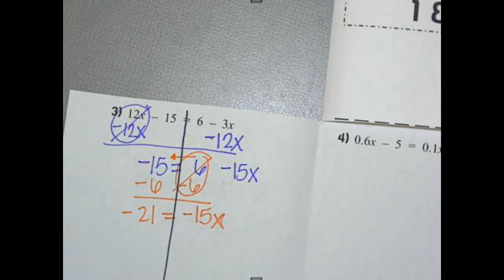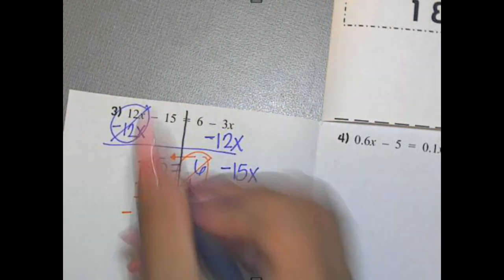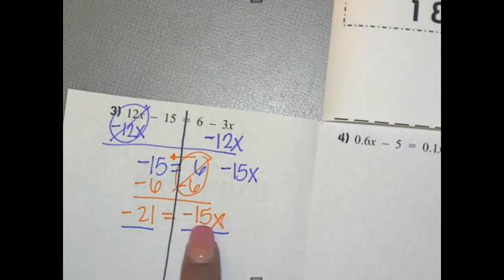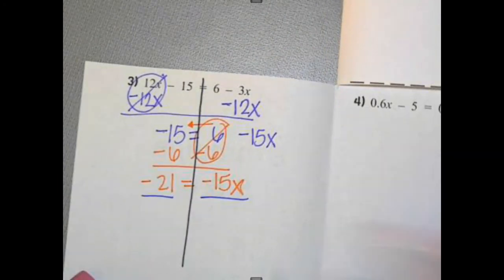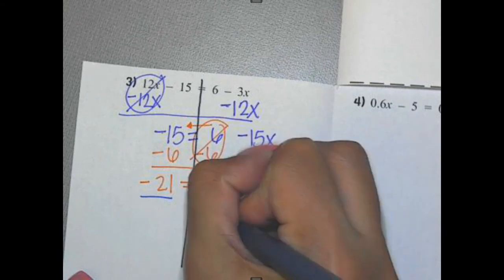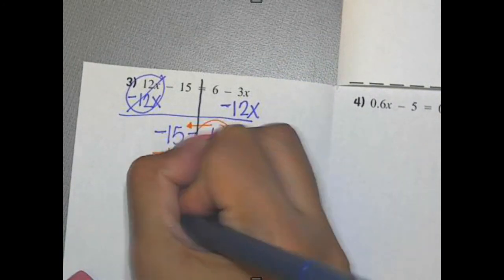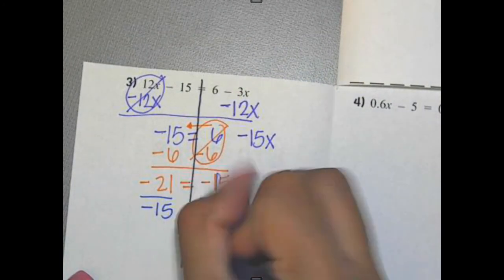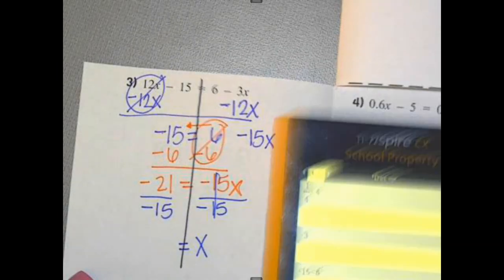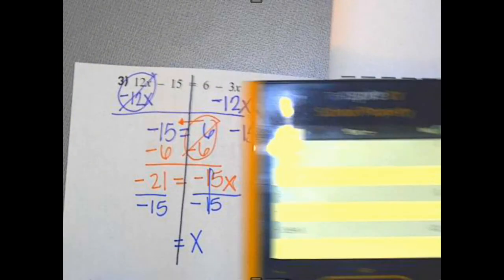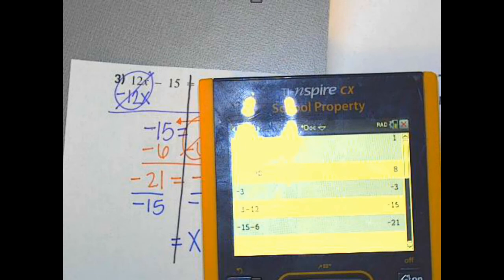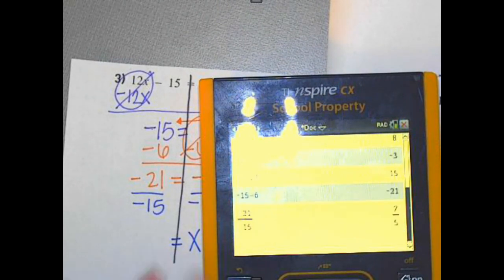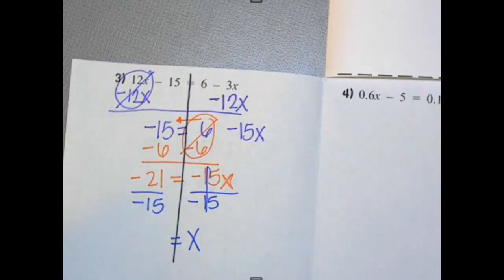So my last step is to divide by the coefficient. So on this problem, the negative 15 is multiplying to my x, so I'm going to divide both sides by negative 15. So x equals, in my calculator, I'm going to do negative 21 divided by negative 15. And when I click enter, that gives me 7/5.